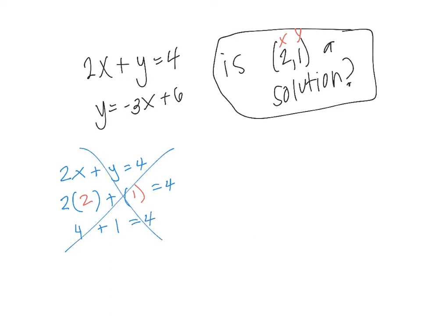No, that does not work. Well, if it doesn't work for the first one, then you can stop, because it has to work for both of them. So no, 2 comma 1 is not a solution. It doesn't work for the first one, which means it's not going to work for both of them.